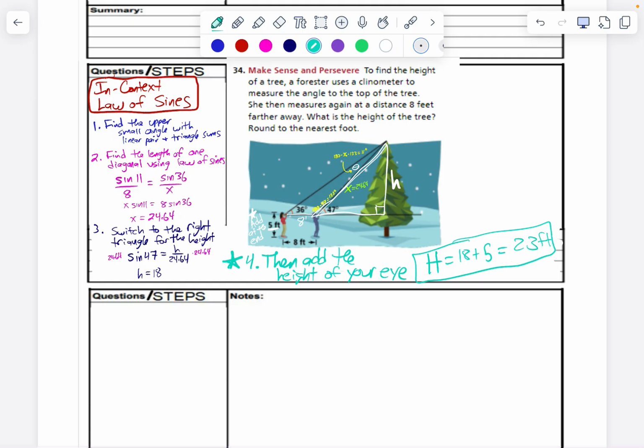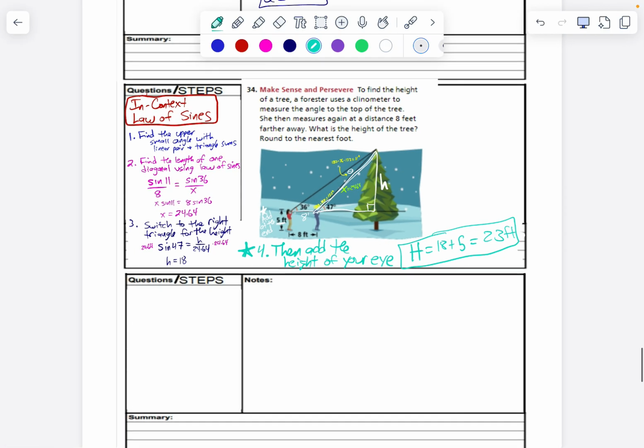If I quickly summarize, it's this. You have this skinny triangle here that you find one of the 2 diagonals in using law of sines. Then you switch over and find the height using right triangle or law of sines again. And then you just add the distance that you held the tool from.